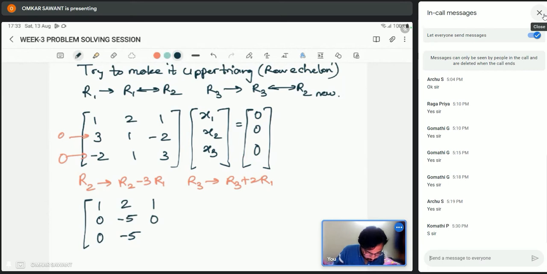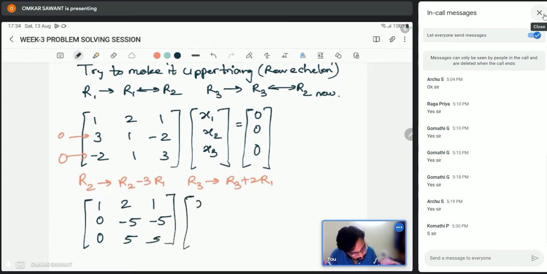Is anything wrong I have done? Okay, I operated column wise. It should be row wise. We are doing a row operation, right? So 1 minus 6 is minus 5, minus 2 minus 3 is again minus 5, 1 plus 4 is 5, 3 plus 2 is again 5.